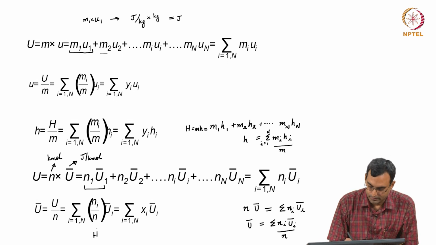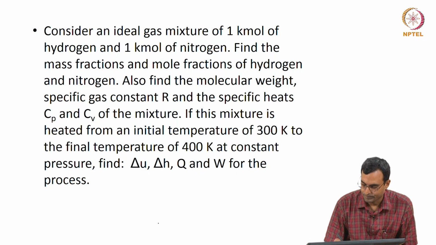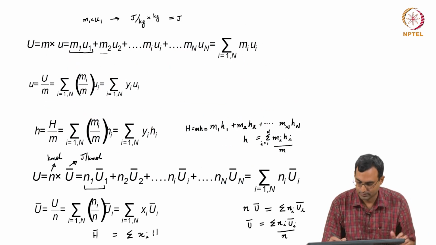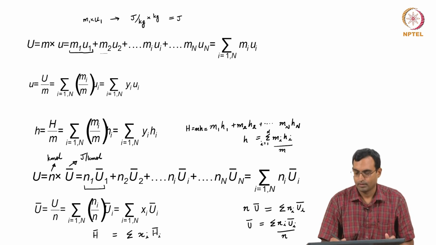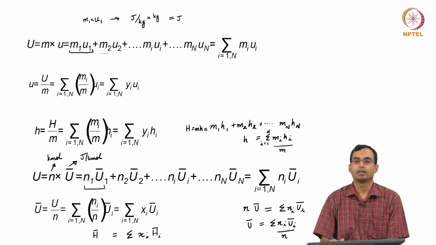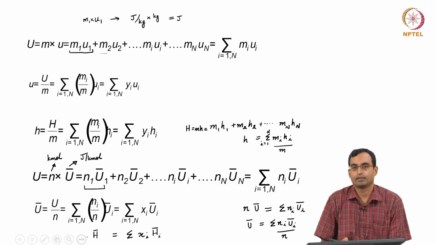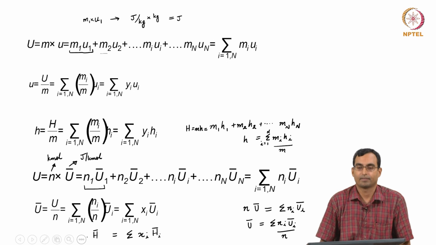Similarly, if I wanted, for example, this, it would be sigma of... Hi bar represents the molar specific enthalpy. The summation of Xi into this molar specific enthalpy would give me the mixture molar specific enthalpy.